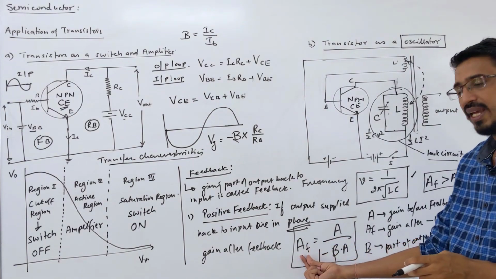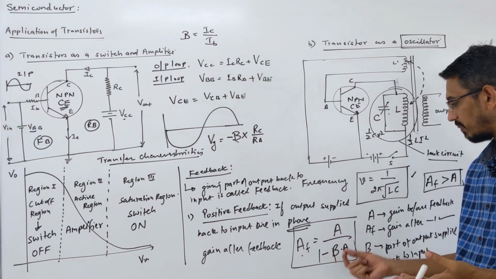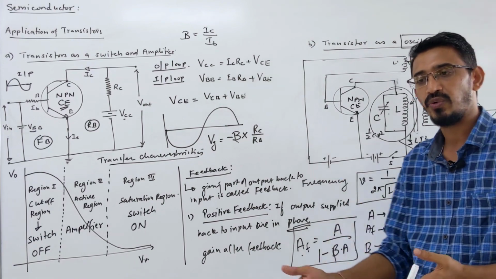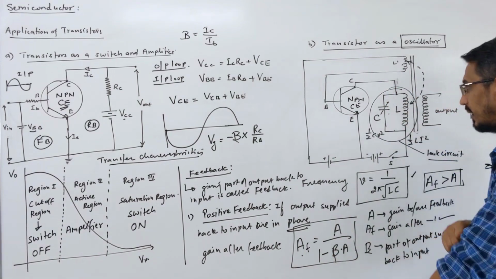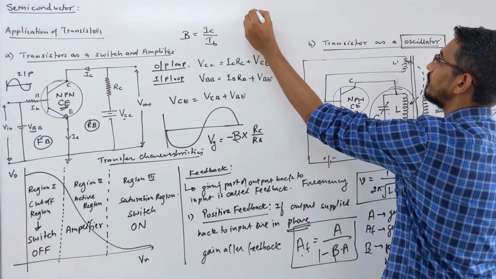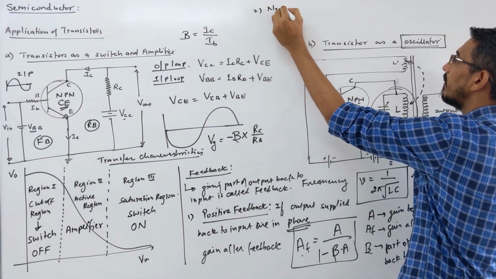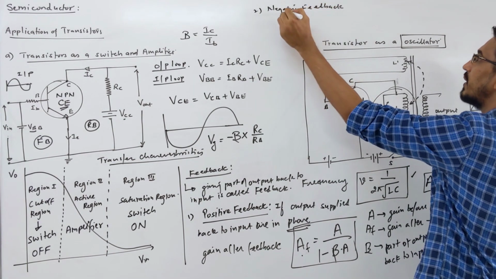Once more, this is called gain after feedback. This is called gain before feedback. Beta is called the part of the output supplied to the input as feedback, and this is generally given as a percentage. So this is positive feedback. If you want to write negative feedback, then just the opposite of this. So what will be the definition?